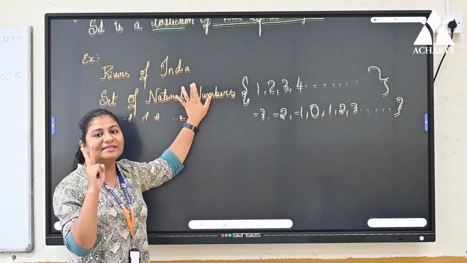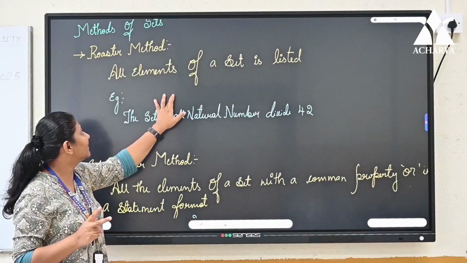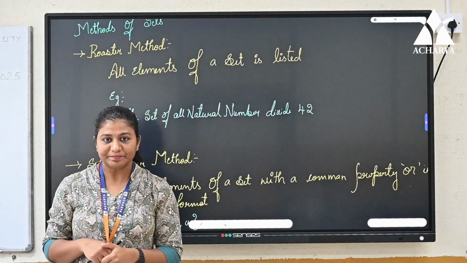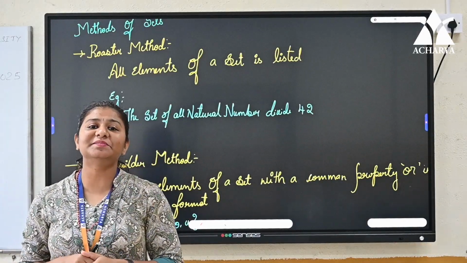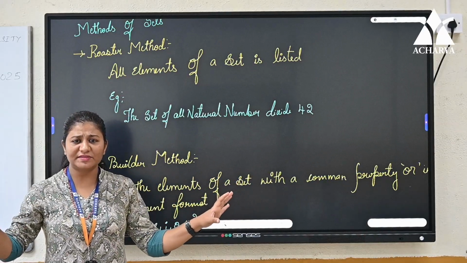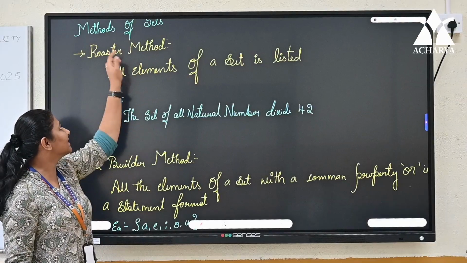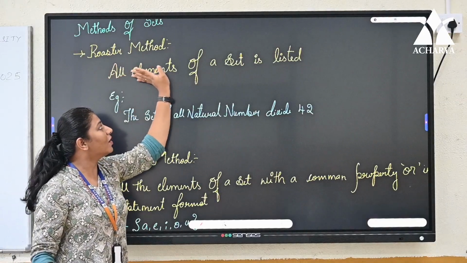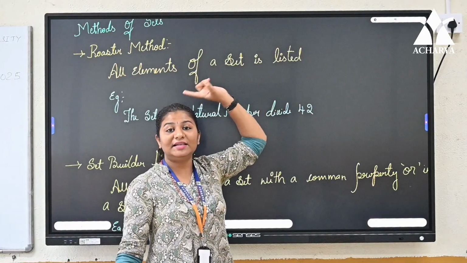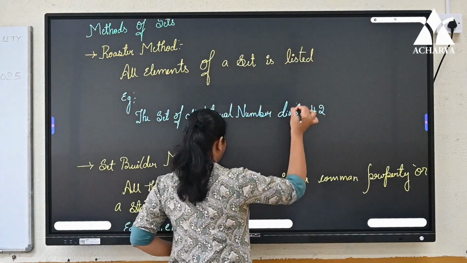There are two methods: one is the roster method and another one is the set builder method. When it is the roster method, for any given set you have to write it in a listed format. For example, in the roster method, all the elements of a set are in a list format.